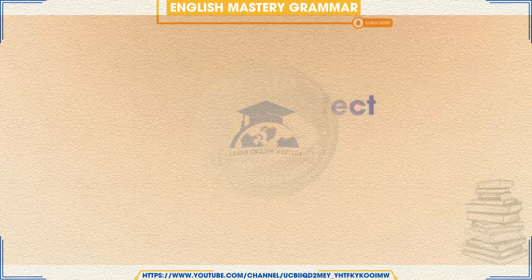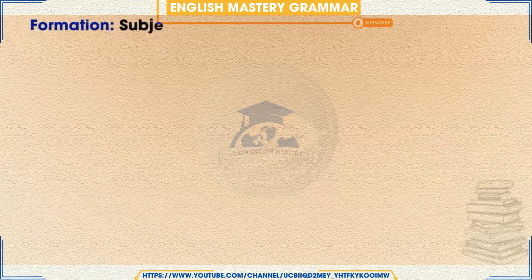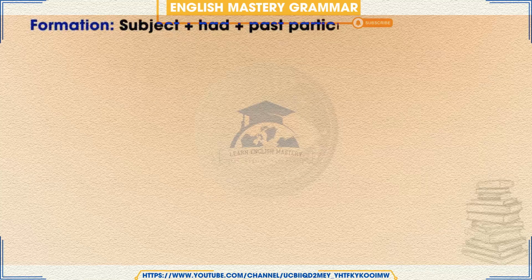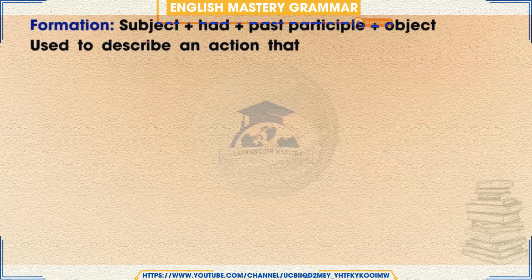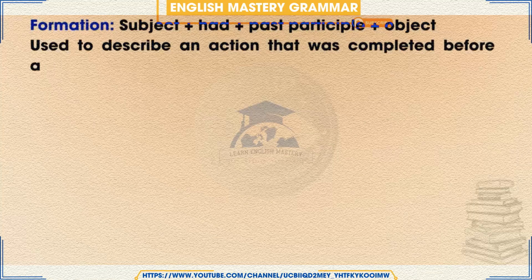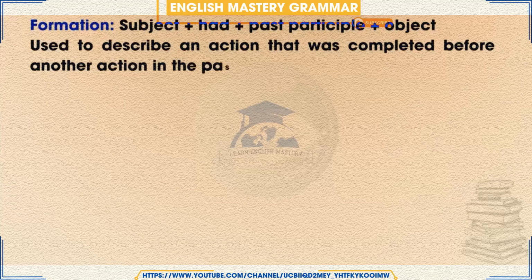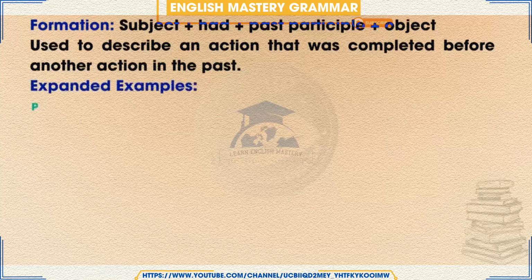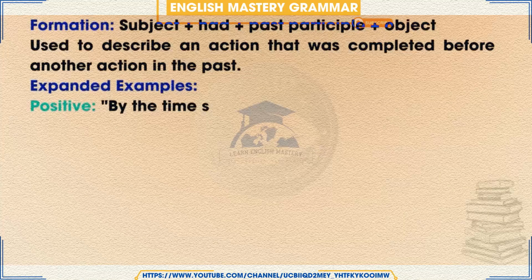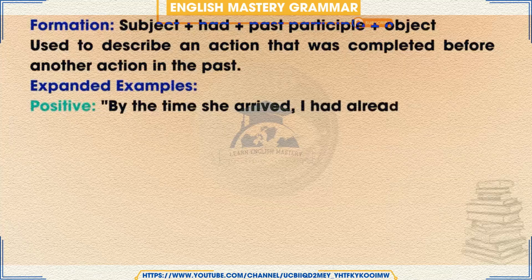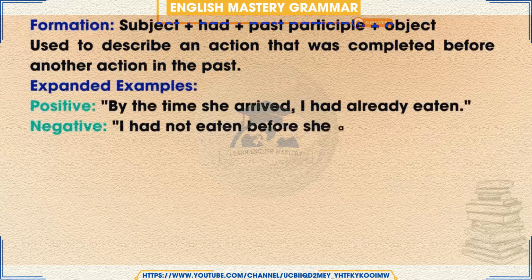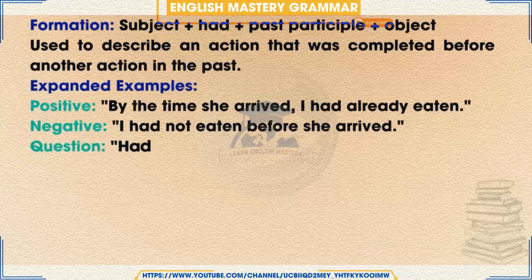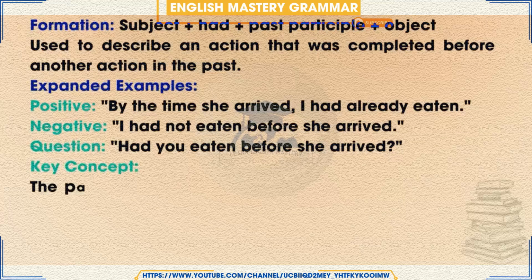1.3 Past perfect. Formation: subject plus had plus past participle plus object. Used to describe an action that was completed before another action in the past. Expanded examples. Positive: By the time she arrived, I had already eaten. Negative: I had not eaten before she arrived. Question: Had you eaten before she arrived?